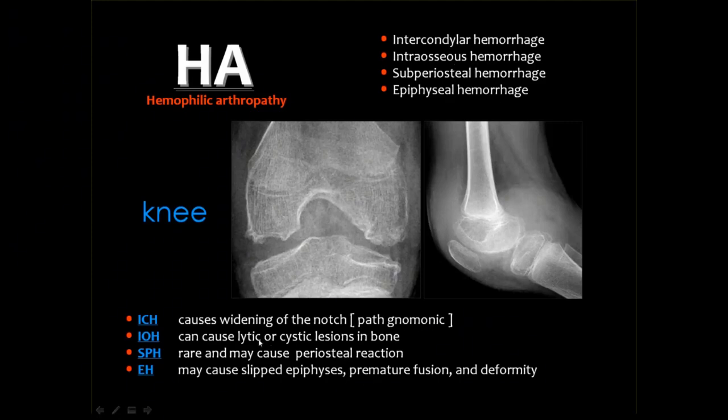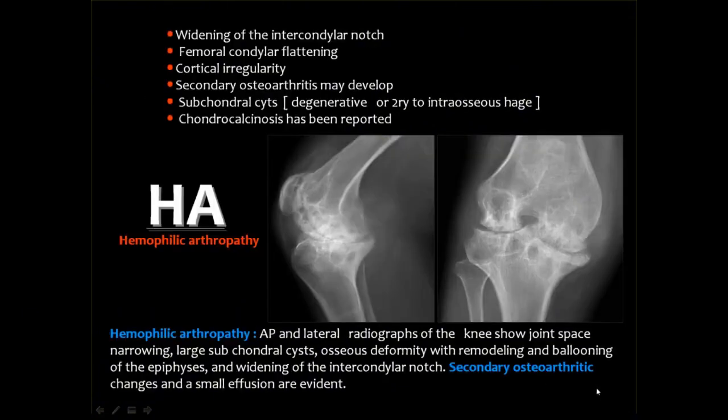Intraosseous hemorrhage will lead to osteolytic lesions. Subperiosteal hemorrhage may cause periosteal reaction. Epiphyseal hemorrhage may cause a slippage of the epiphysis, premature fusion, and deformities. And this is an example of an advanced case of hemophilic arthropathy with secondary osteoarthritic changes. Then one may say, how can I diagnose this as hemophilic arthropathy? Why?